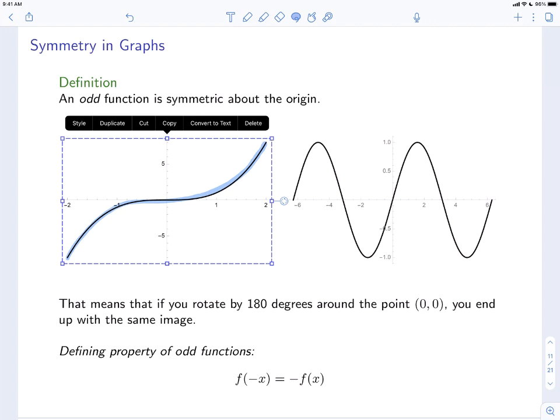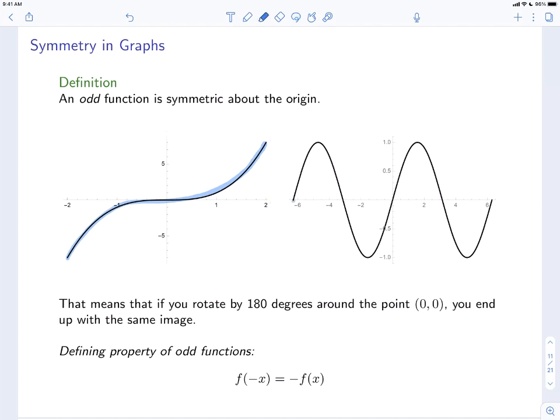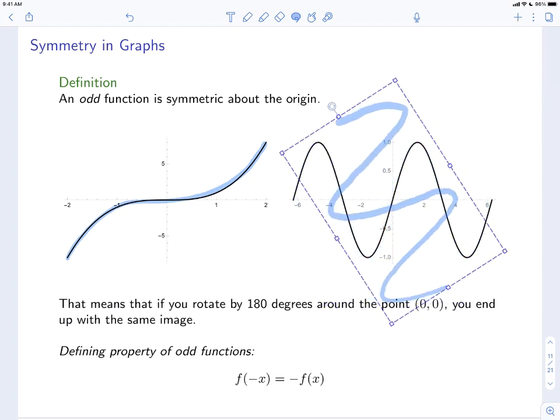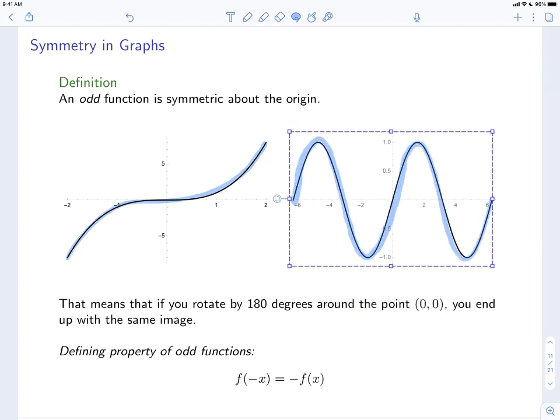It's not perfect. We can do the same thing with this curve here. So again, it's not exactly perfect, but you can sort of get the idea there. And then we just select it like so. We have to make it exactly the same amount on the left as the right. There we go. And then we just spin it around, and there we go. You see, I was a little off, but there we are. So if you take the curve and rotate it 180 degrees around the origin, or the point 0, 0, you end up with the same image.